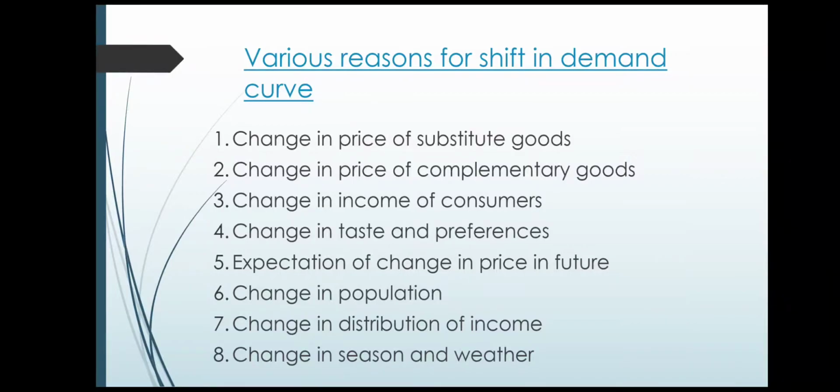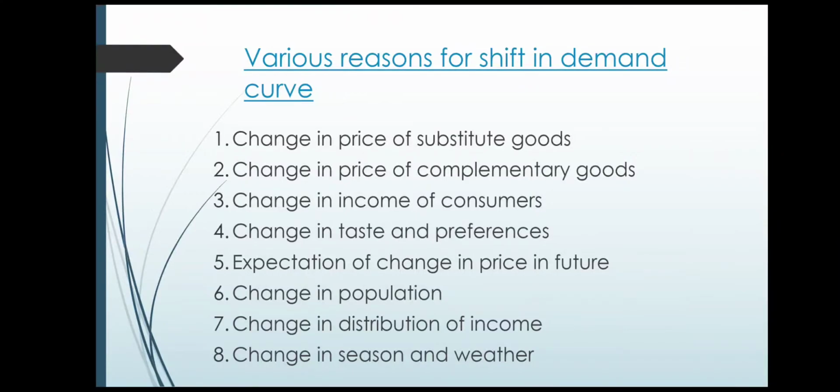The fifth one is expectation of change in price in future. If the consumers expect that price of a particular product is going to rise in near future, they might purchase more of that commodity in present even at the same price. And it is vice versa. If they assume that price of a particular product is going to fall in near future, they might completely stop demanding that product in present, thinking that they will be purchasing it in future.